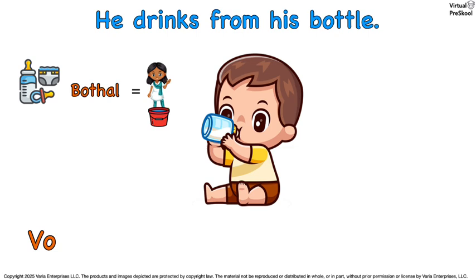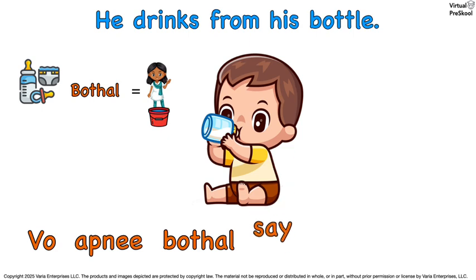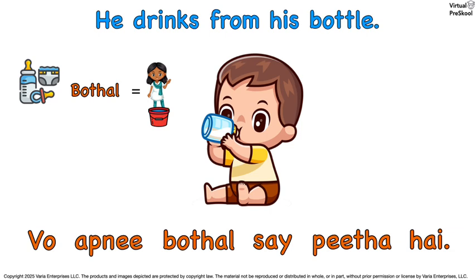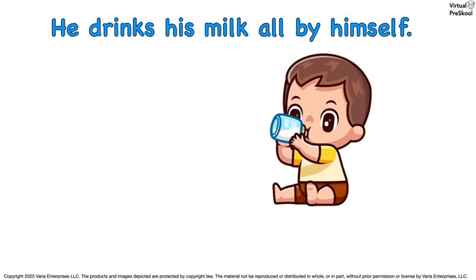वो अपनी बोतल से पीता है. पीना is the verb to drink. We're talking about a little boy based on the picture, and this is present tense, so that's why the verb became पीता, from पीना to पीता. And अपनी, because बोतल is a striling, a female noun. वो अपनी बोतल से पीता है.